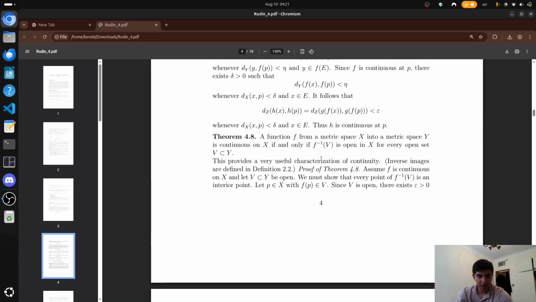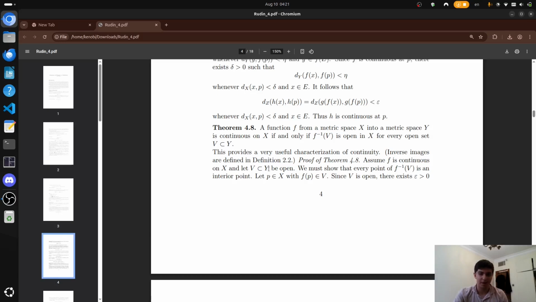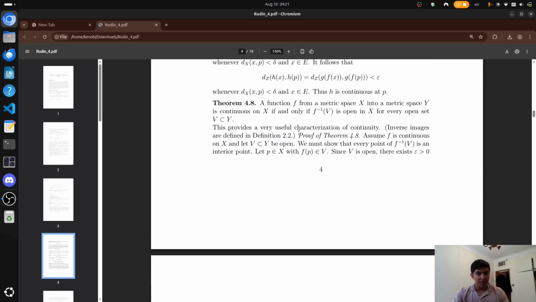Now, a really important part of this is that this is for f inverse of V, not for f of V. What we'll see later is that there is a class of functions called open functions, for which every open set you take in the domain gives an open set in the codomain. But here we're talking about an open set in the codomain which is associated to the domain. So this is not necessarily an open function, it's just continuous. This provides a very useful characterization of continuity, okay?